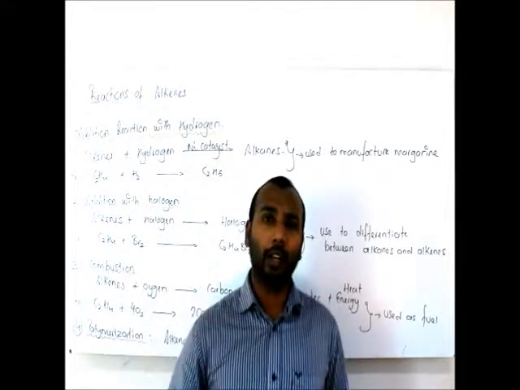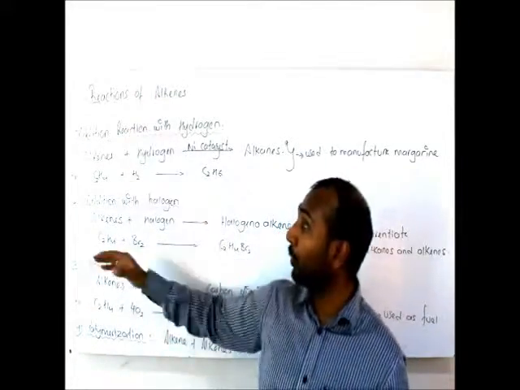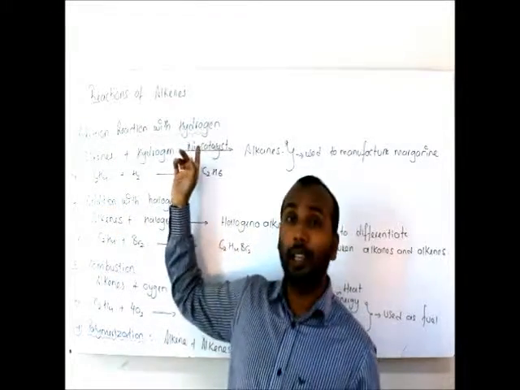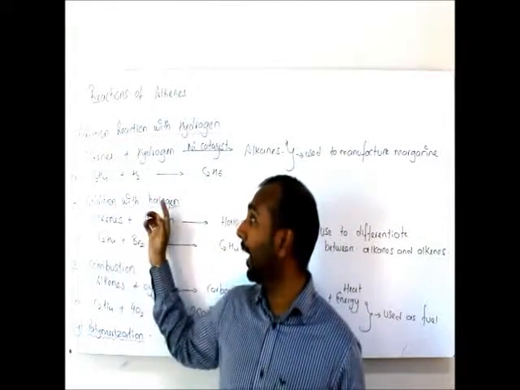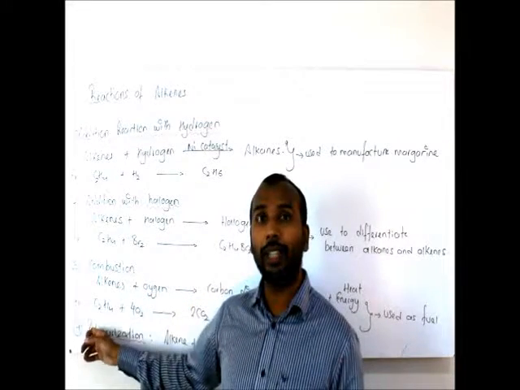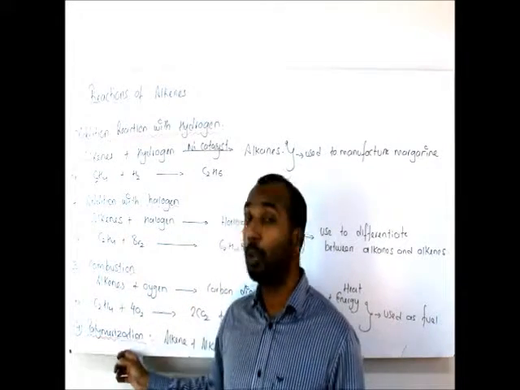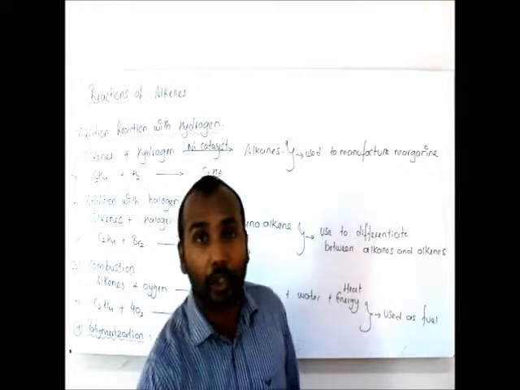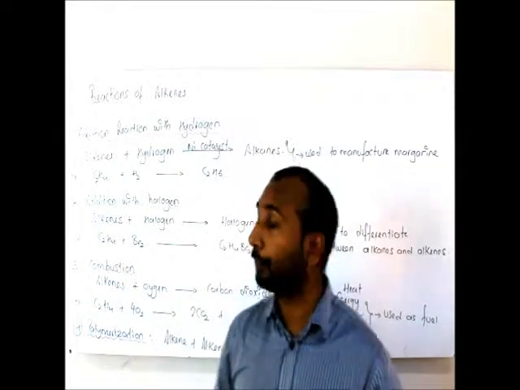But what can you add across a double bond? These are the 3 things which you can add. You can add hydrogen, you can add a halogen, or you can add one alkene to another alkene, which gives you polymerization. So let's look at each of the reactions step by step.